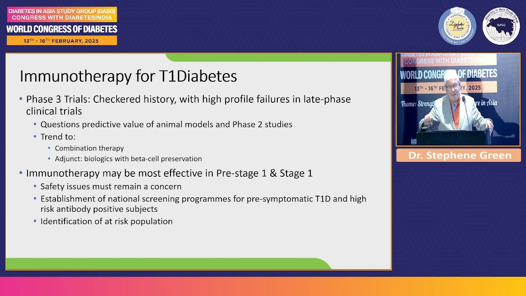Immunotherapy may be most effective in pre-stage 1 and stage 1. Safety has got to be a concern. The establishment of a national screening program is an issue. It's difficult. It's costly. It is a problem there. And will it actually identify the at-risk population?